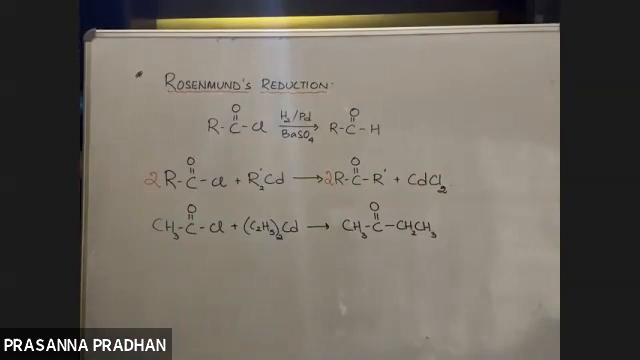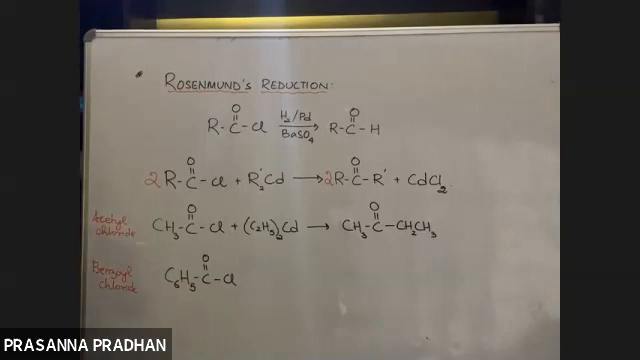Now similarly, if I take C6H5COCl, what is the name of this acid chloride? It's benzoyl chloride. Okay, so the earlier one is acetyl chloride, and this is benzoyl chloride.